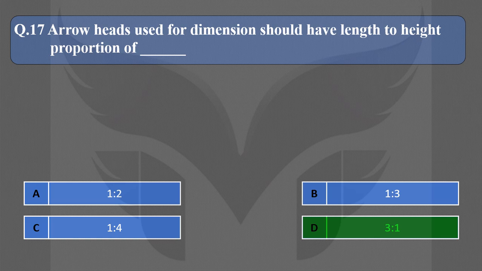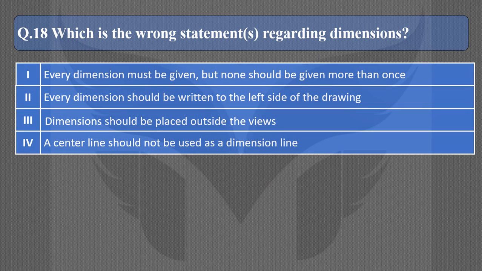Next question. Which is the wrong statement regarding dimensions? And here we have our statements. First, every dimension must be given, but none should be given more than once. And this statement is correct. Let's read the second statement. Every dimension should be written to the left side of the drawing. Actually, this is not necessary. In a drawing, we can give dimensions to any side of a drawing. So this statement is incorrect or wrong.